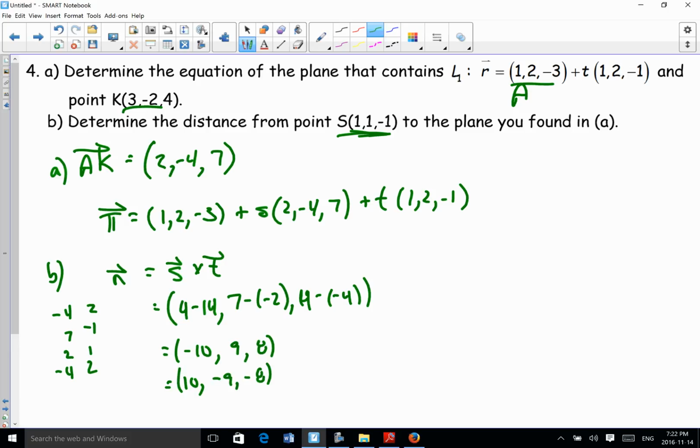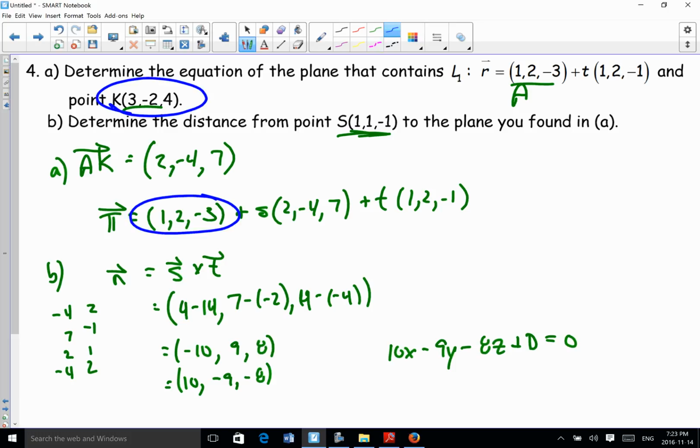And now we got ourselves some Cartesian coefficients. And we're missing D. In order to find D, we have to use a point that we know on our plane. So I'm going to use a point that was given in our plane equation, though you could also use the point K if you want to, because we were told those both lie on our plane.